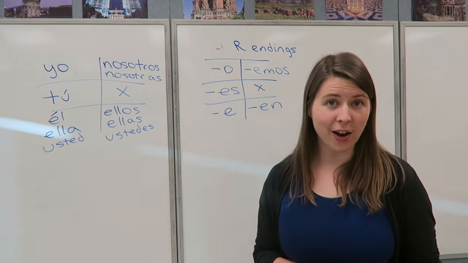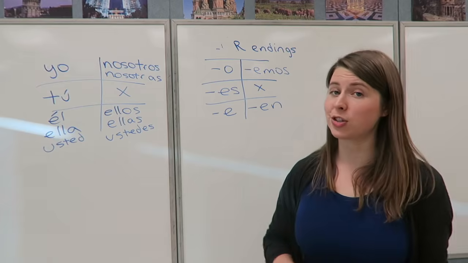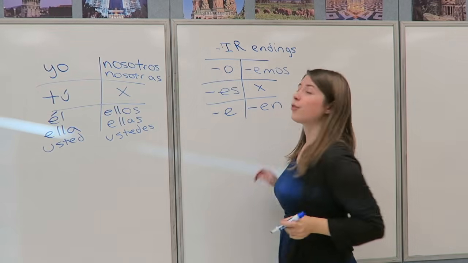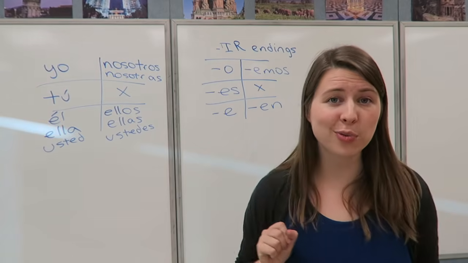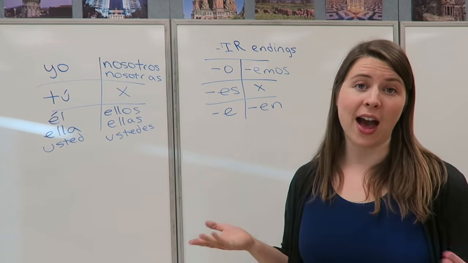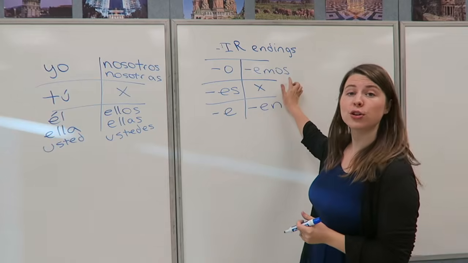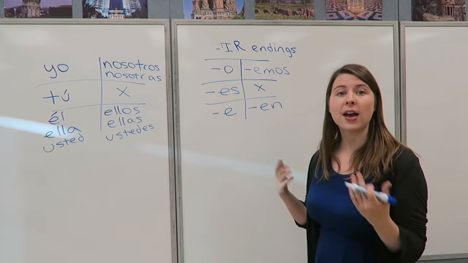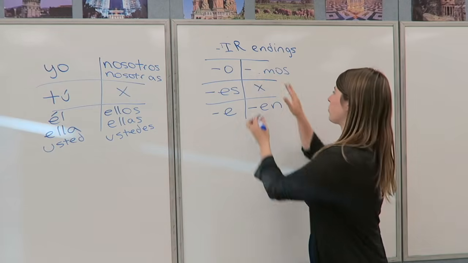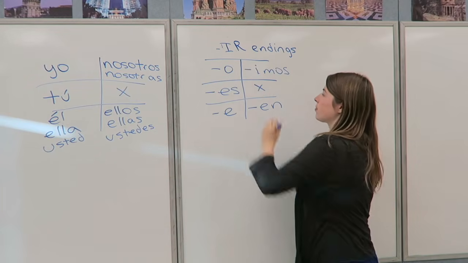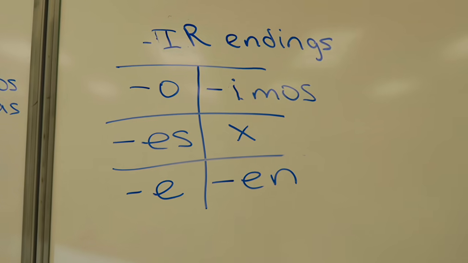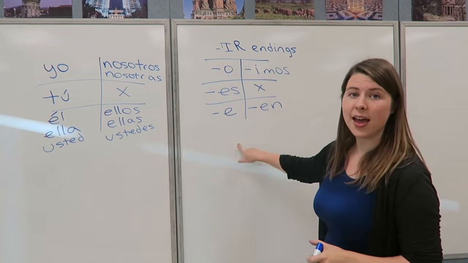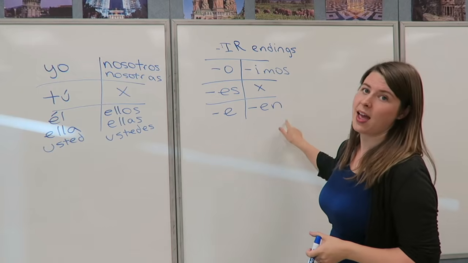Finally, we're going to do IR verbs, and you'll notice I haven't really erased much here on my chart. For the IR verbs, there's only one change we're going to make between the ER verbs and the IR verbs, and that is the nosotros form, rather than emos, E-M-O-S, it becomes imos, I-M-O-S. Otherwise, all of the conjugations are exactly the same. O, S, E, imos, N.